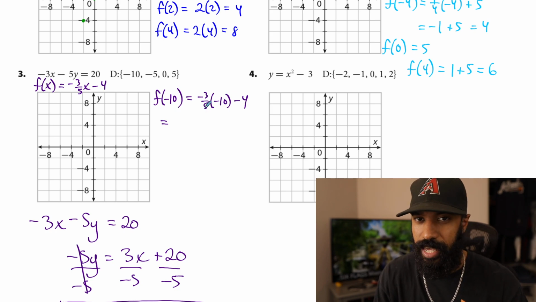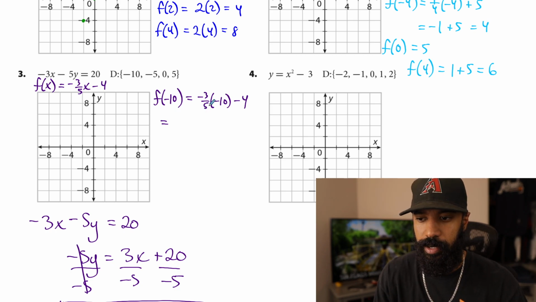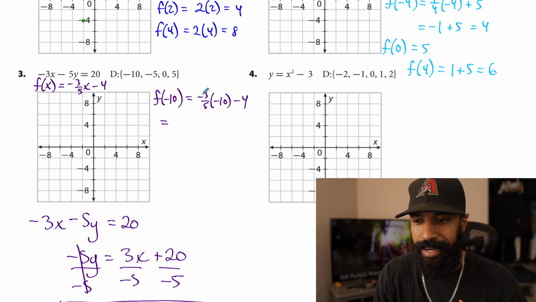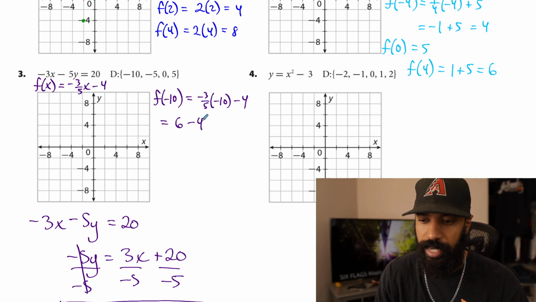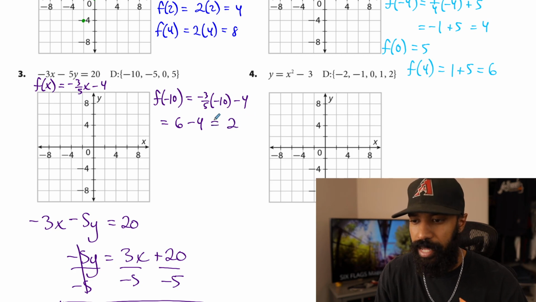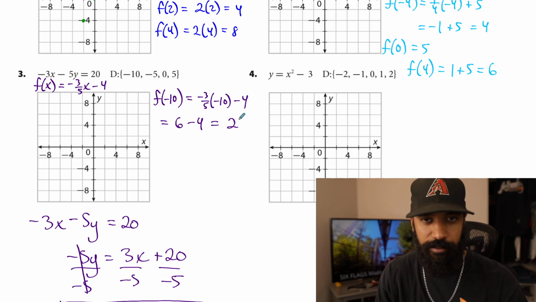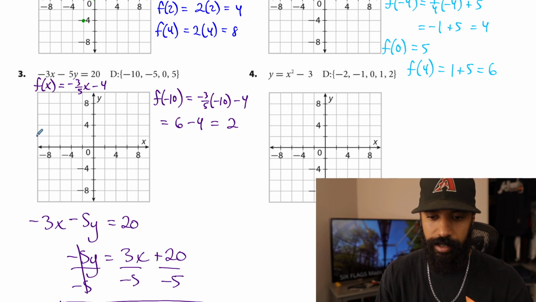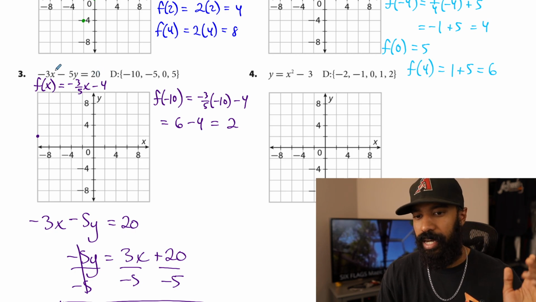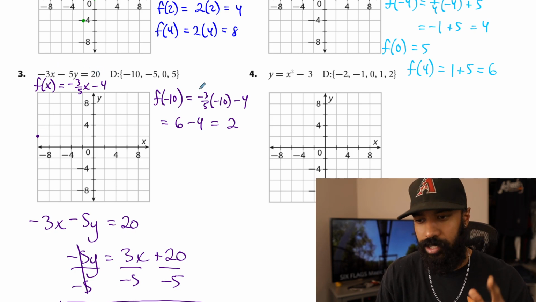-10 divided by 5 is -2. Okay, these become -2. -3 times -2 is +6. That gets me +6 minus 4, which is 2. So -10, 2, remember -10 for x, 2 for y, is a point on my graph. -10, 2.